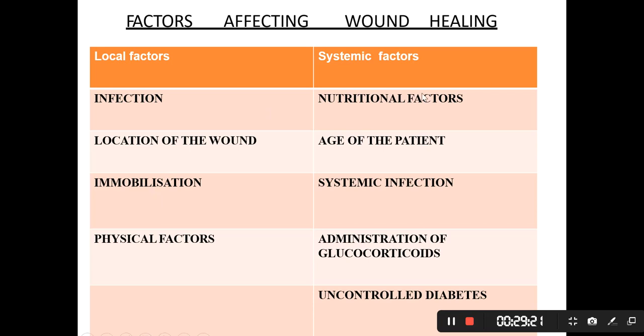Now systemic factors are nutritional factors. If you don't eat properly, like you need vitamin C to form collagen, right? But if you are not eating vitamin C, your collagen is not going to form, so your wound healing is not going to be natural. Age of the patient: in old age, the elastin tissue and the collagen tissue are not so good. Systemic infection, an infection which is affecting the whole body like pneumonia or something. Administration of glucocorticoids, so steroids getting injected, not good.